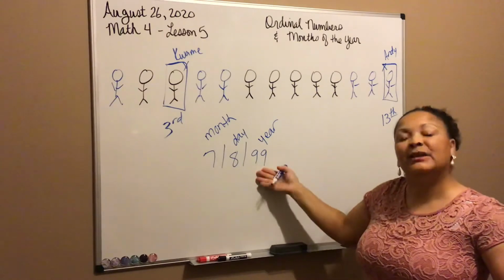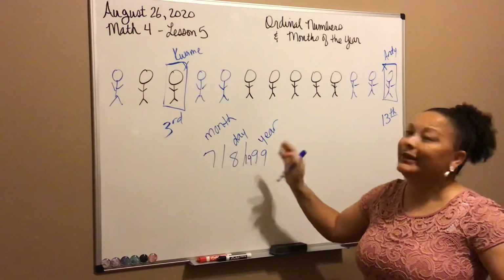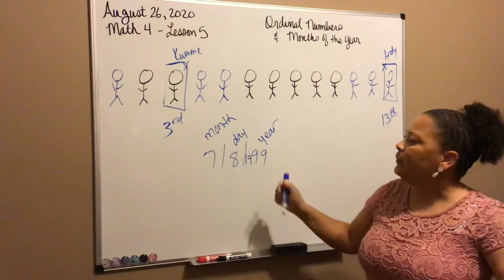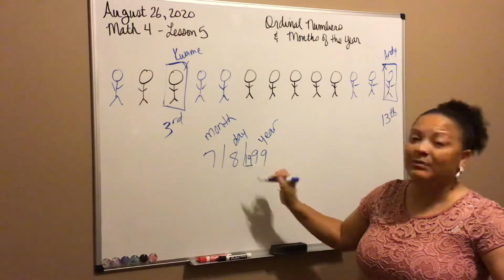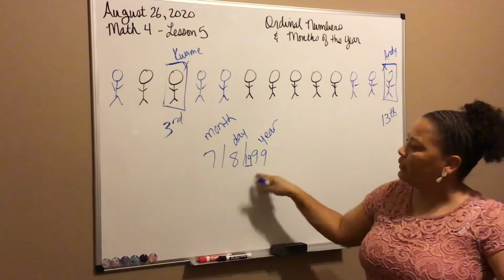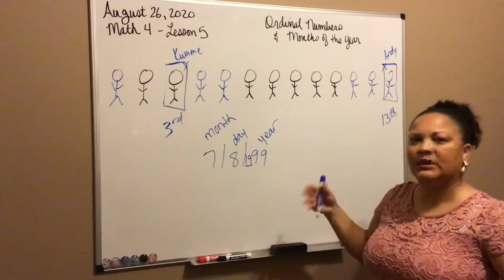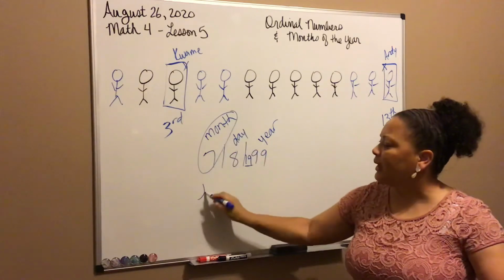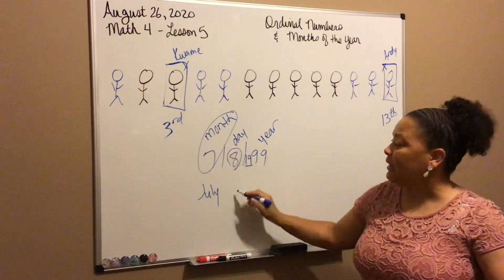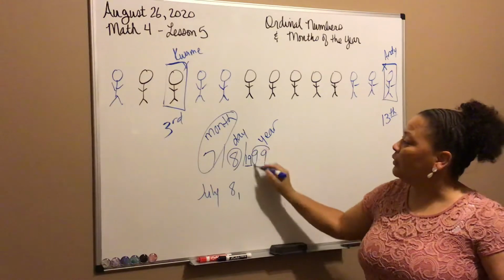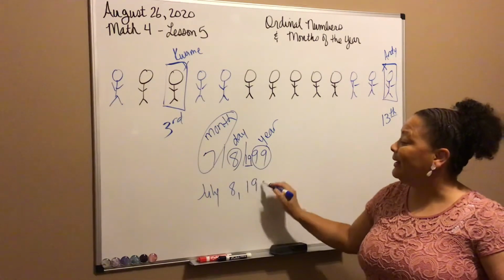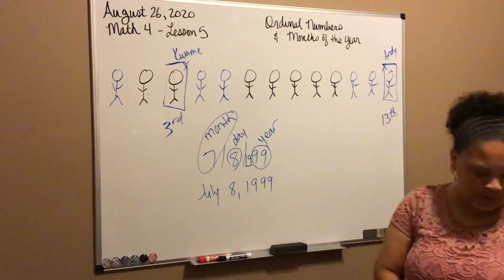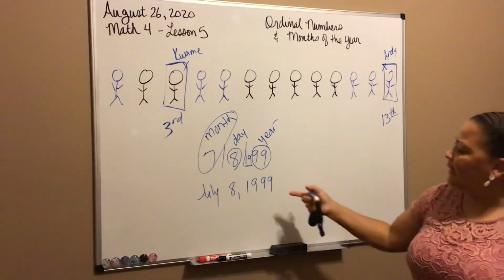So 99 typically represented 1999. We're not yet at 2099, so that wouldn't make sense. So this was assumed to be in the 1900s, the late 1900s, right? Before we got into the year 2000s. So here, the 7th month is going to be July. On the 8th day, so it's 8th. And then the year, given 99, would represent 1999, not 2099. We're not there yet, guys. Okay? So just kind of keep that in mind.